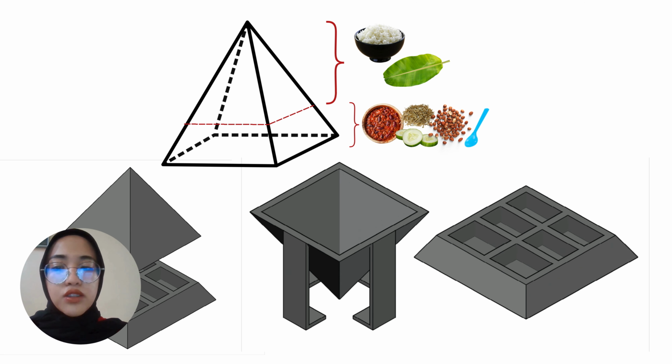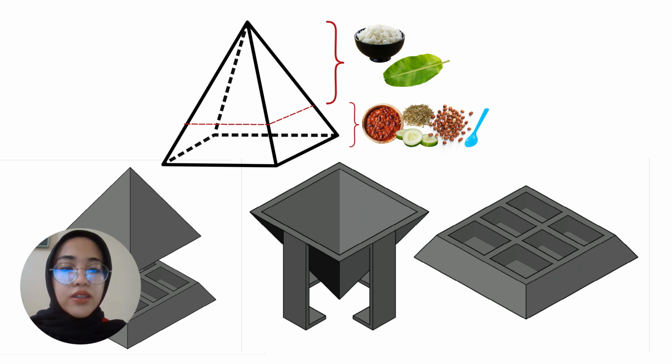So the first picture shows our original idea of the pyramid shaped packaging, which consists of two compartments. The upper compartment is meant to hold the rice that is wrapped with banana leaf, while the lower compartment is meant for other elements of nasi lemak such as the sambal, the crispy anchovies, the roasted peanuts, the fresh cucumber slices, and any other condiments separately, and including the cutleries.